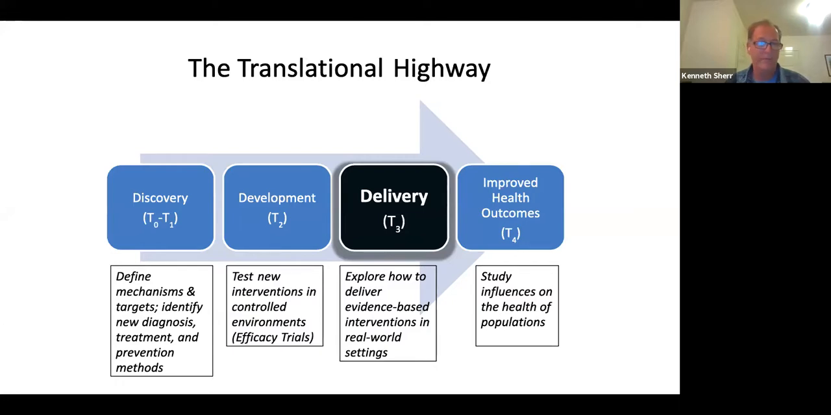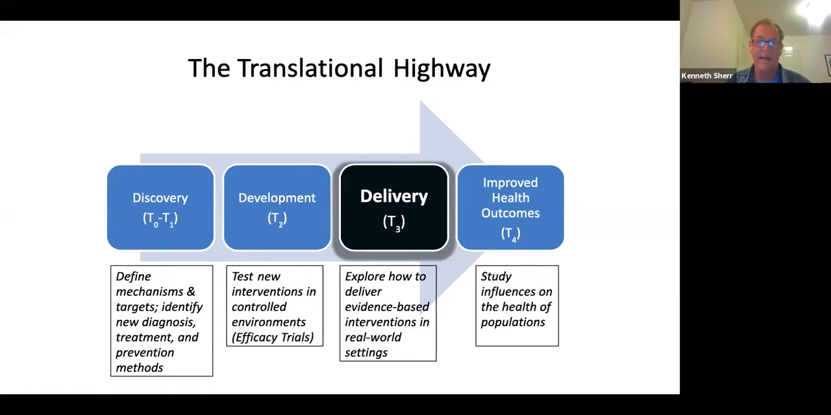At the upstream level of discovery, which has been coined as T0 or T1, really that first step of translation, researchers are working to define mechanisms and targets, identify new diagnoses and treatments, and develop prevention methods. So this is also termed bench to bedside. People working in labs, working in animal studies, to develop candidate vaccines, diagnostics, and therapeutic mechanisms to then bring that into the human population, or the bedside.